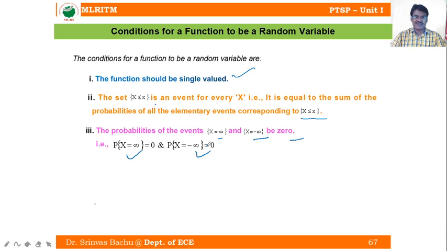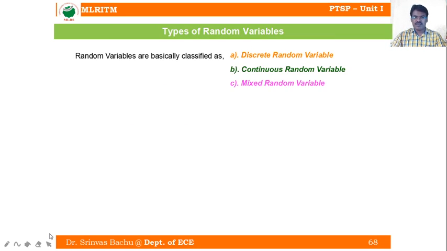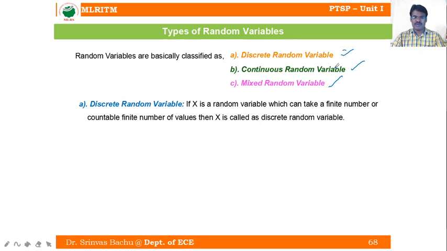So these three conditions must be satisfied when we are defining a random variable. These are the conditions for a function to be a random variable. Then it is a proper random variable. Then we will see the types of random variables. The random variables are basically classified as continuous random variable, discrete random variable, and mixed random variable. Like in sample space we saw continuous and discrete sample space, in the same manner we will see them one by one, the discrete random variable first.